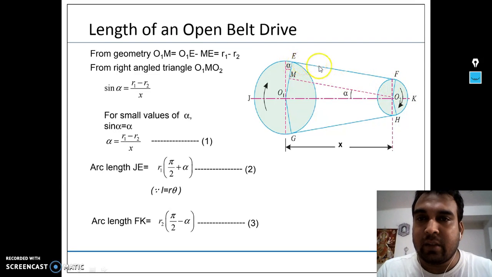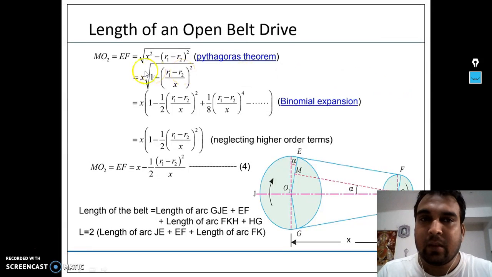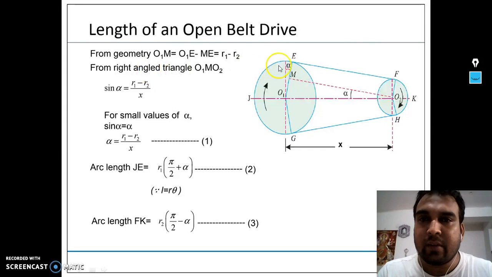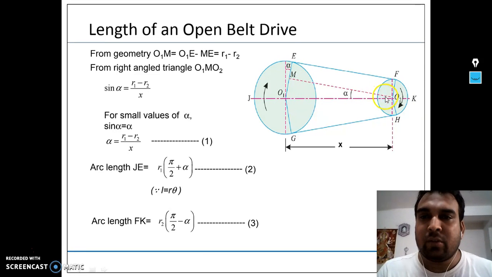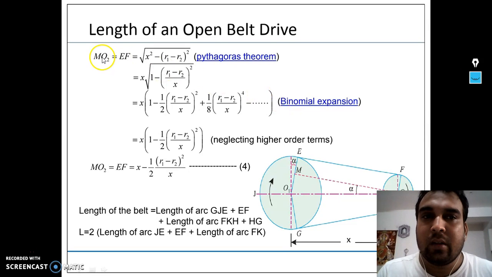And the last one is EF. As you know, this EF is parallel to MO2, so EF and MO2 are equal. So we have to find the length of MO2. What we do is, in this triangle O1, O2, M, have you seen? By Pythagoras theorem, we can write MO2 is equal to the square root of O1O2 square minus O1M square.